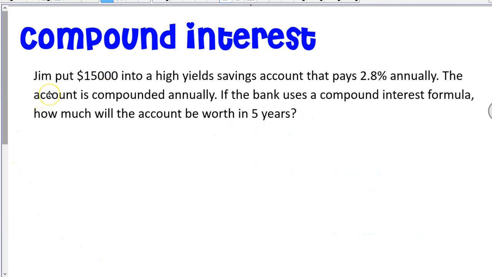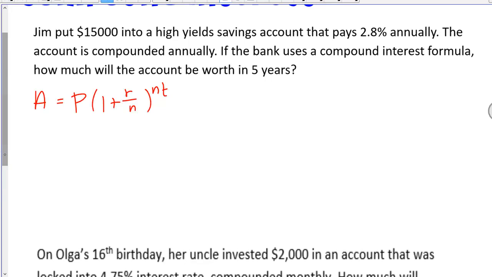Alright, next we'll use our compound interest formula. That one is A equals P times (1 plus R over N) to the NT power. Again, because we're using the formula, go ahead and identify what the values are and then plug them in. P is going to be $15,000. 1 is the number 1. R is 2.8%, so I'm going to change that to 0.028. T is 5 years, so T is 5.